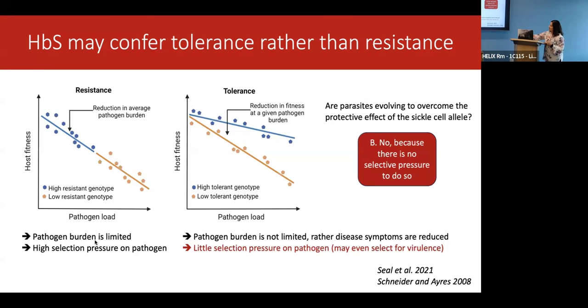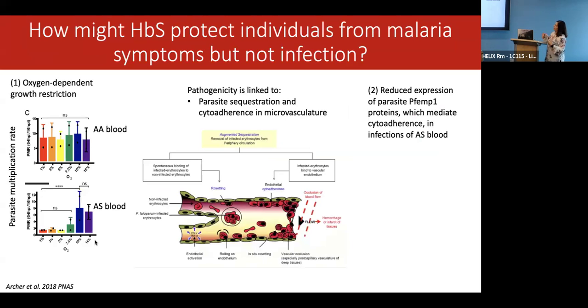Okay, so this is a possibility, and there are even some mechanisms proposed for how this might be happening. It's still debated how sickle cell is protective from symptoms, but malaria pathogenicity is linked to parasite sequestration and cytoadherence in the microvasculature, and it achieves this by exporting a bunch of proteins to the red blood cell surface, which help the parasite sequester. And there is reduced expression of those when infections are in AS blood. So the idea is maybe they do less of this, they stay in the circulation more, and they're not adhering and causing all of these downstream consequences that lead to malaria disease.